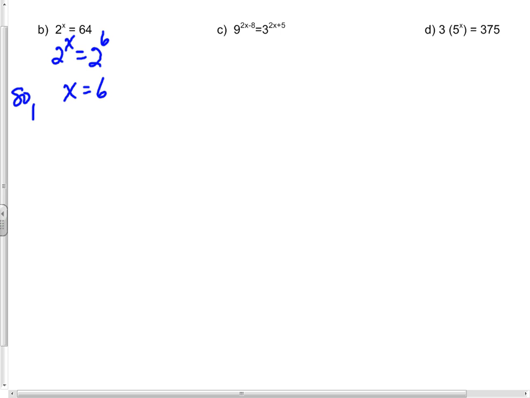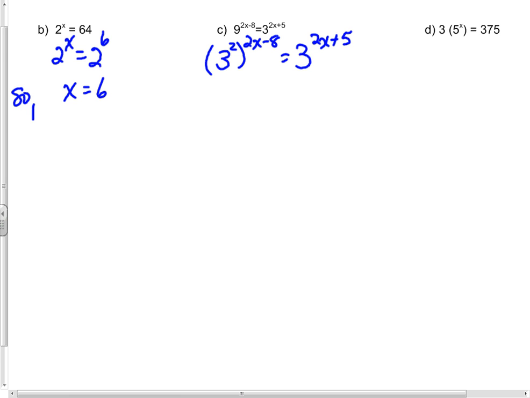If I know that 9 to the 2x minus 8 equals 3 to the 2x plus 5, I can't do anything with that unless they have the same base. My rules are all for powers with the same base. So I'm going to change that 9 to 3 squared. I know that's the same. (3 squared) to the 2x minus 8 equals 3 to the 2x plus 5.